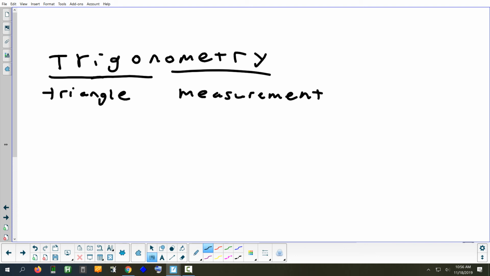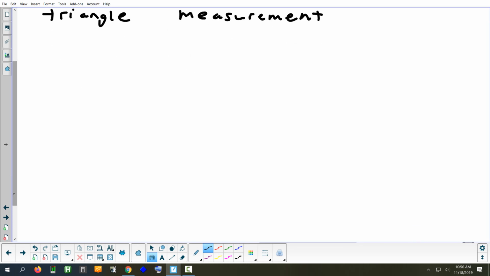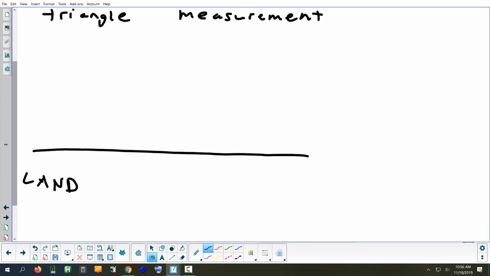So basically, triangle measurement. A lot of what we do in trig is going to involve somehow making a triangle and looking at sides and angles. So, for example, let's say right here, this will represent land. Out here is water, and there's a boat out there. And we've got 2 Coast Guard stations, maybe one here and one over here.